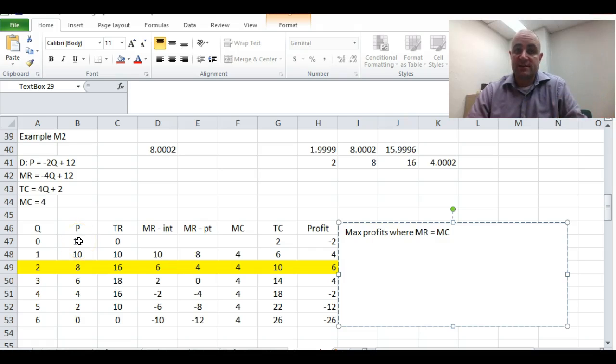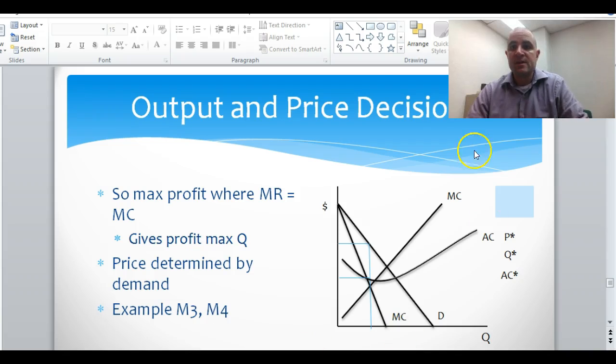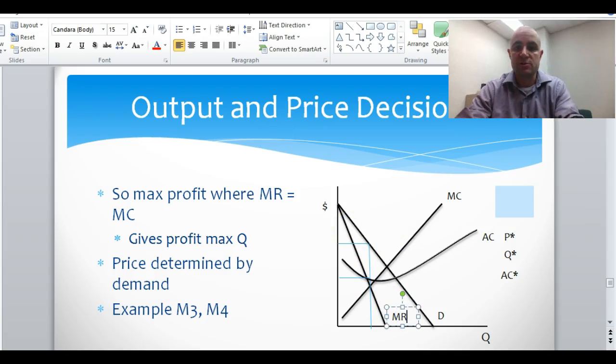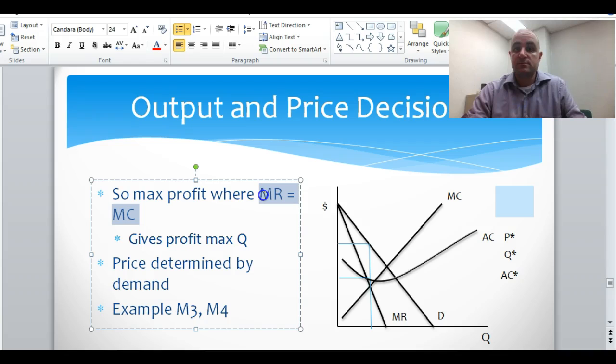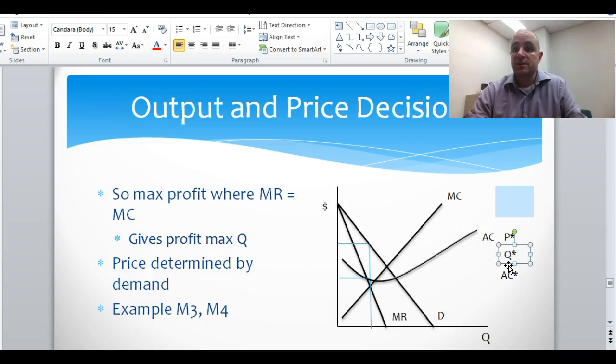Now, let's look at it in graph form. So here we have a typical monopoly: demand, marginal cost, marginal revenue, the cost curves, revenue curves, and all that. So again, firms maximize their profits where the marginal revenue equals the marginal cost. Right. Now, this is important. At that point where marginal revenue equals marginal cost, you find one thing and one thing only. That is the profit maximizing output level. Okay. That's all you find at that point.